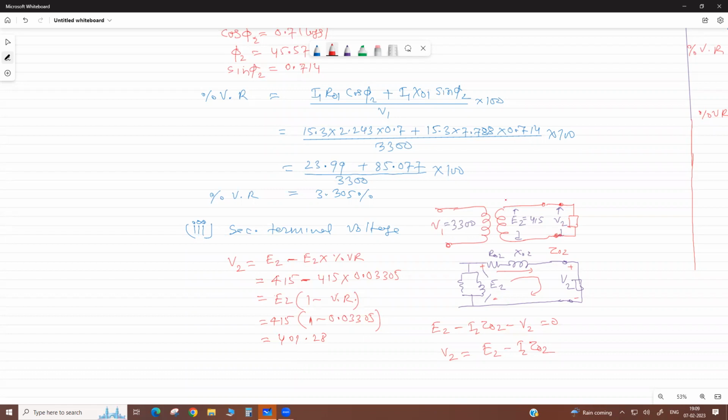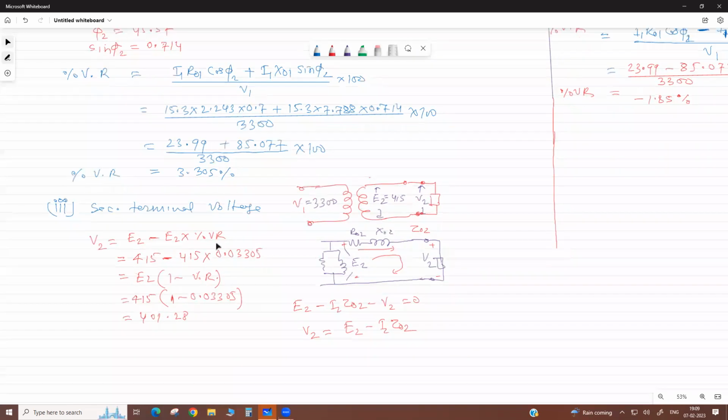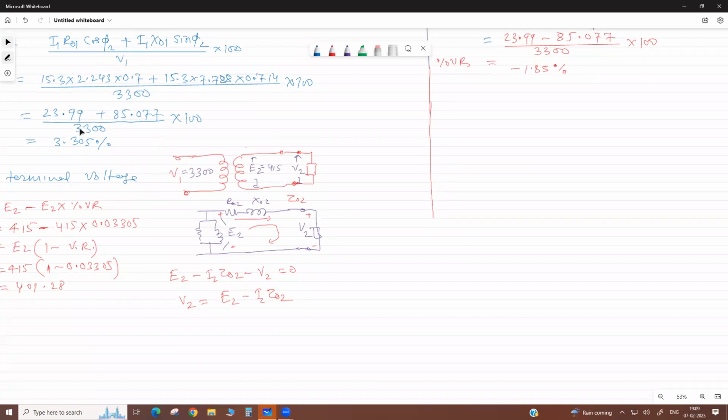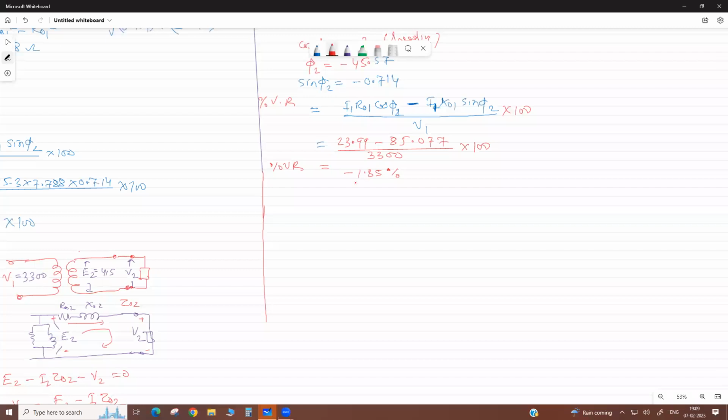Therefore, this no load voltage we put as 433, so that we get 415 volt here. To regulate by tap changer, this is at lagging power factor. If at leading power factor, this is your voltage regulation.